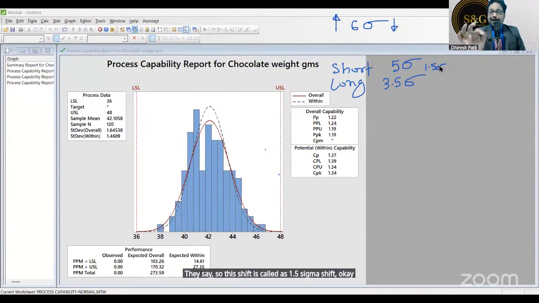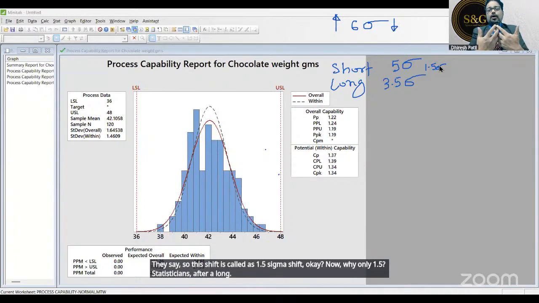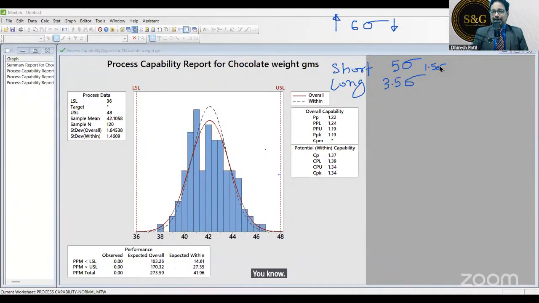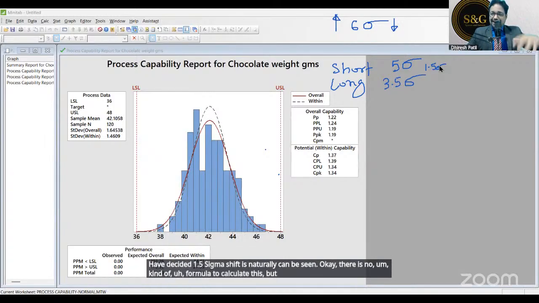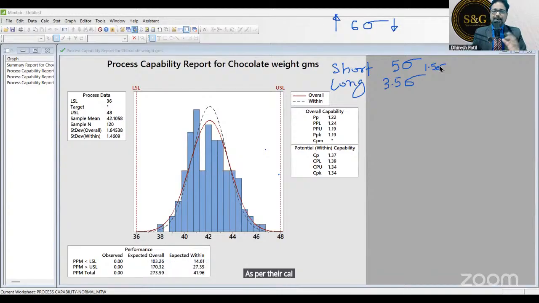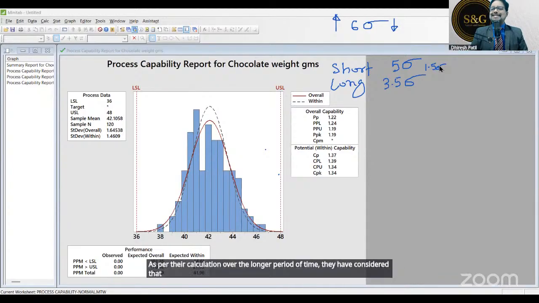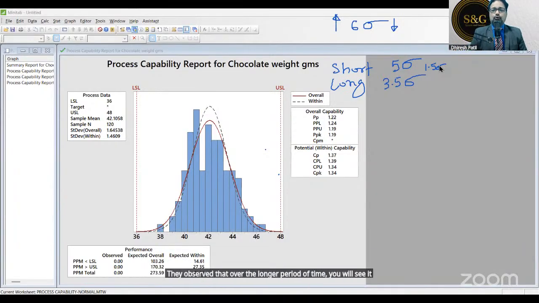Now, why only 1.5? Statisticians, after long calculations and permutations, have decided that a 1.5 sigma shift can naturally be seen. There is no formula to calculate this, but as per their calculation over a longer period of time, they observe that it will drop down to the 1.5 sigma level. That's how the 1.5 sigma shift can be explained.